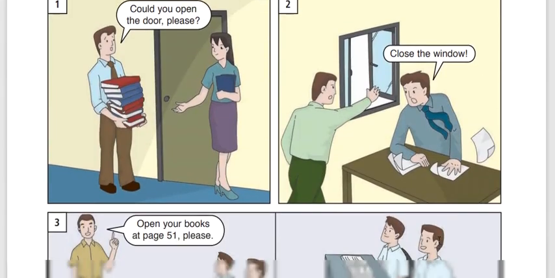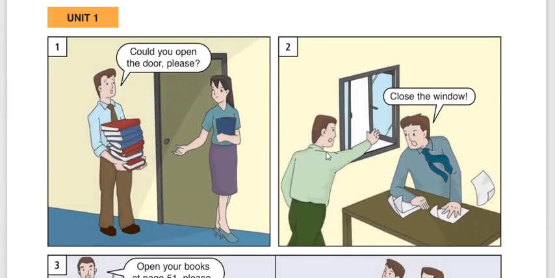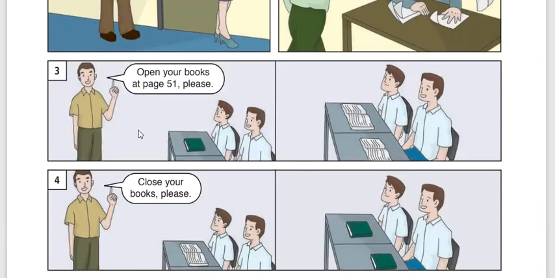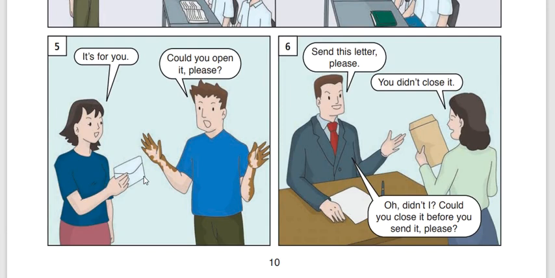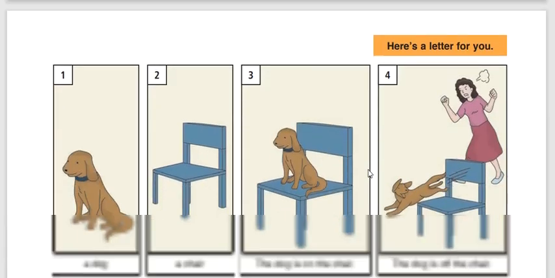Let's repeat this one. Picture 1 through picture 6. Okay, let's move to the next one.